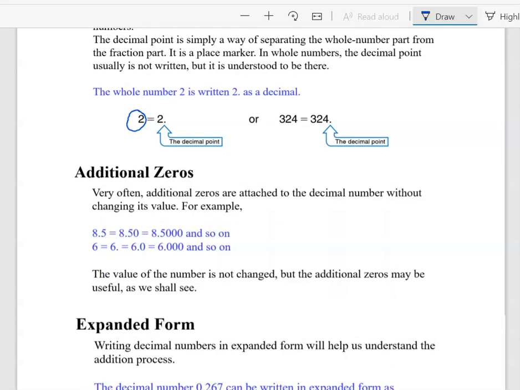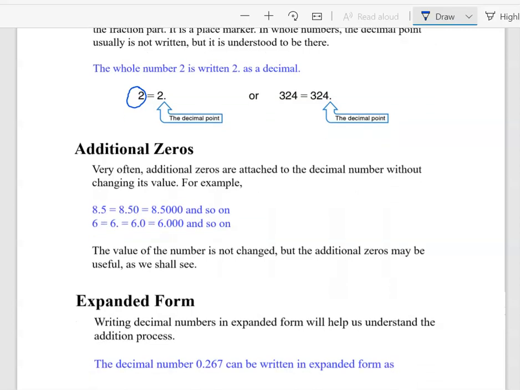Very often, additional zeros are attached to the decimal number without changing its value. For example, 8.5 is equal to 8.50, or 8 and 5 tenths is equal to 8 and 50 hundredths. And you can add zeros on forever and it's going to be the same number. 6 is equal to 6.0, which is equal to 6.00. You could keep on adding zeros on the end. It doesn't change the number.